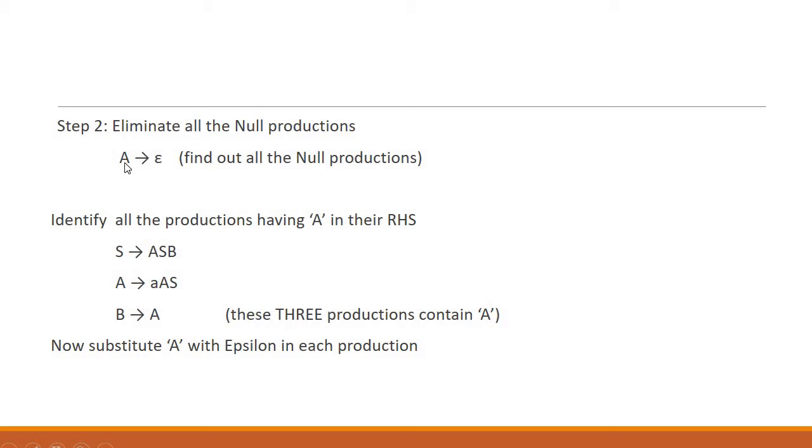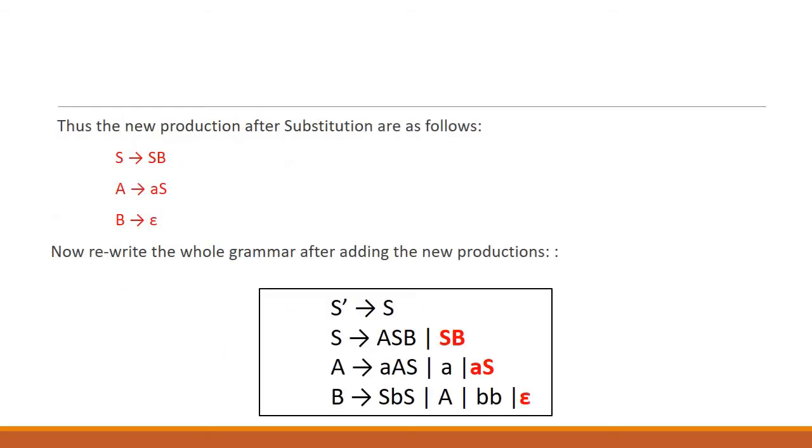A is producing epsilon, and we need to identify A on the right hand side of all the productions in this set. There are three productions which contain A on the right hand side. So what we need to do is substitute A with epsilon, and the new productions are S produces SB, and A is producing AS, and B is producing epsilon. So here you can see that B is again producing epsilon.